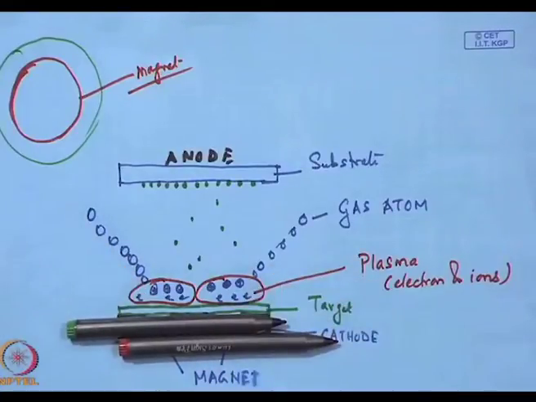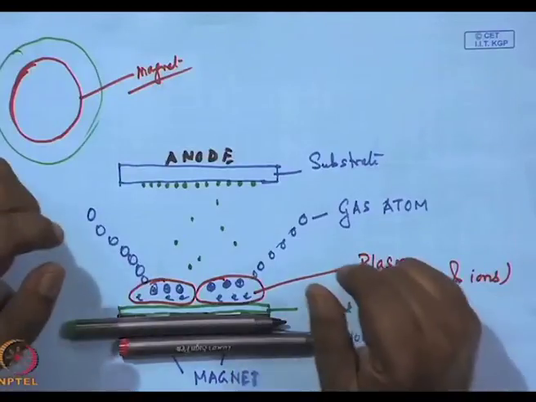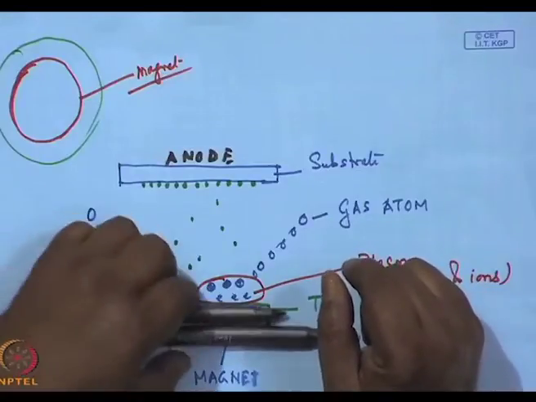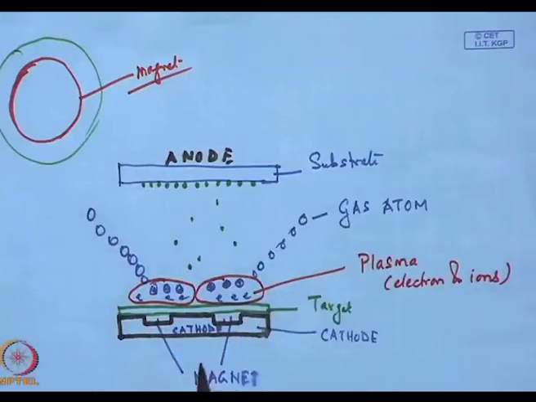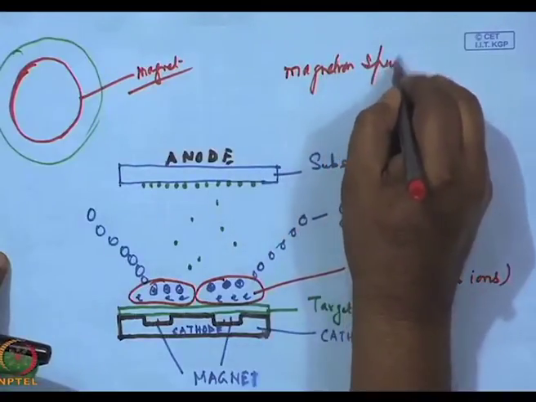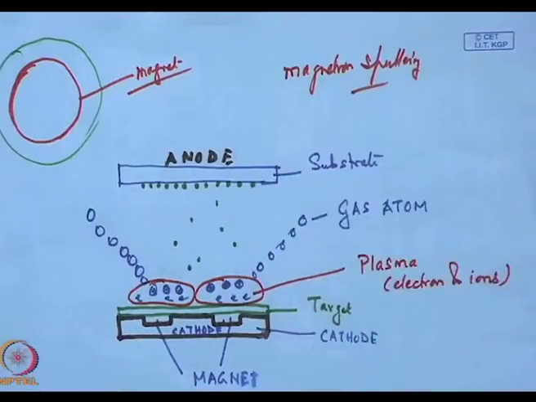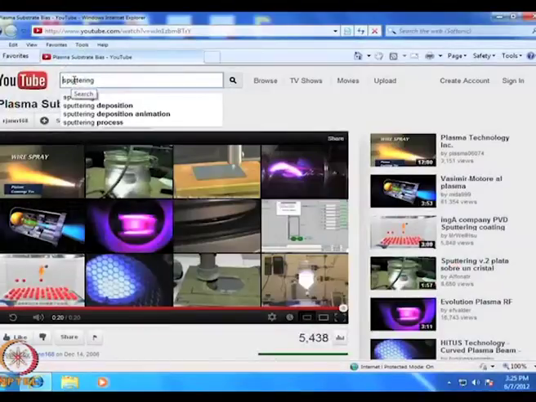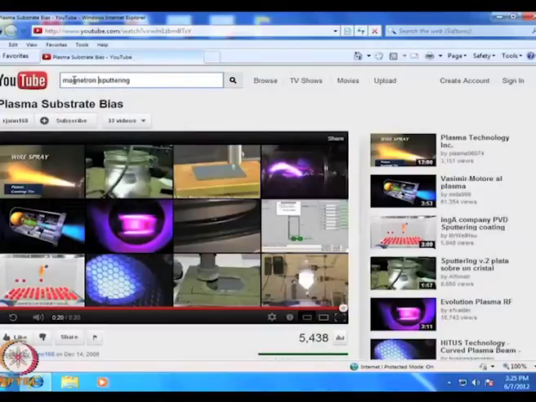In RF DC sputtering, it is just a cathode with a target. My yield is low. Here, what I have done is placed a magnet below the target to increase the yield. Any idea why? This is called magnetron sputtering. Because it has a magnet, it is called magnetron sputtering.